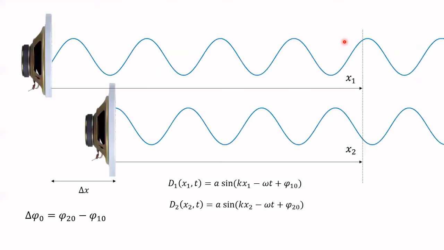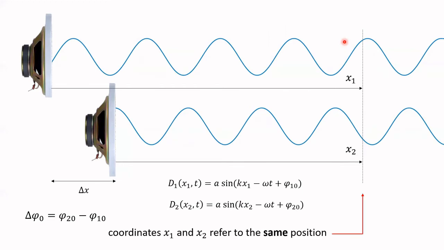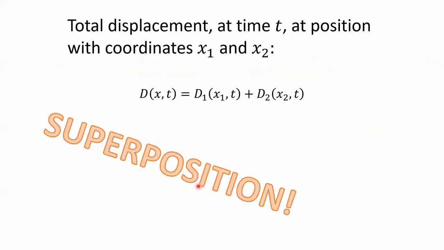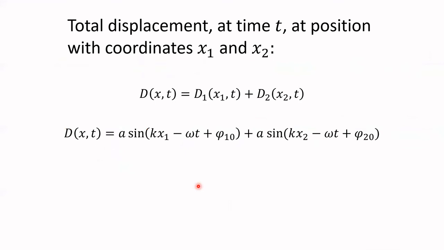Okay. What's going on here? Why have I put this slide up? Right. So we would like to know, if you're listening right here, if you've got your ear here, what's the total displacement that your eardrum will experience? Well, it's one point in space, but we've got two different coordinates to describe it. Each of those coordinates is measured with respect to its speaker. We've already seen that you just add up the displacements. That's the principle of superposition. And you can imagine where this goes next, right? We would like to add two sine functions.